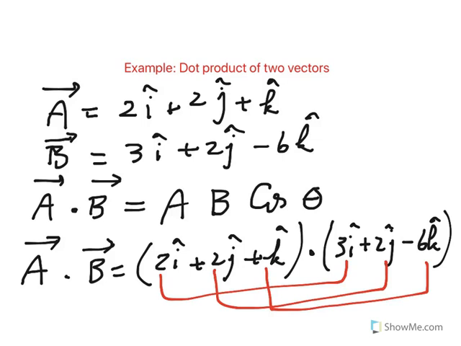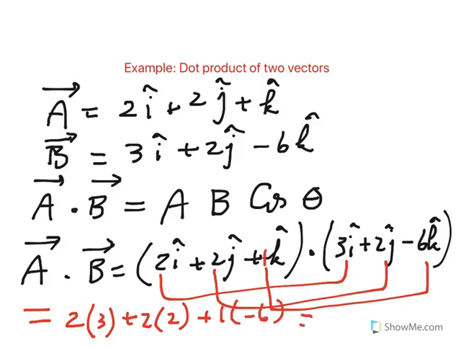So I'll try to squeeze things right below here for you before we go to the next page. So this outcome is 2 times 3, which is 6, plus 2 times 2, and we have a 1 from k here, 1k, times negative 6. So if you do the math here, 6 plus 4 minus 6 would be 4. So the outcome of the dot product is equal to 4. Now let me go to the next page and show you how you can find the angle between these two vectors.